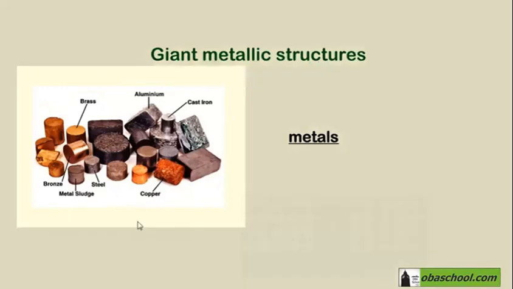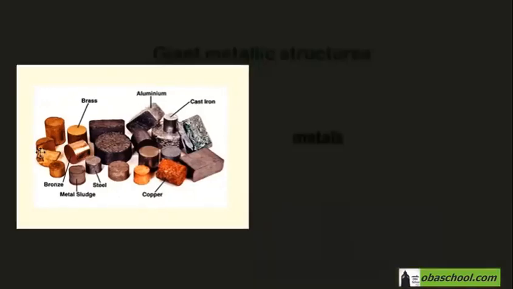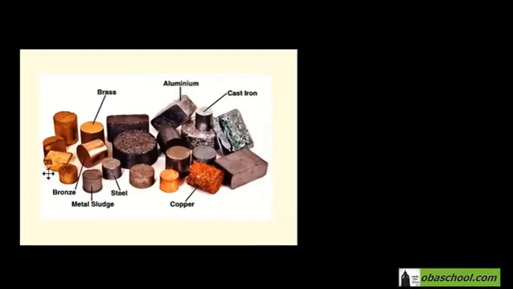Giant metallic structures. You can see in this figure different types of metals like bronze, like steel, like brass, and others.